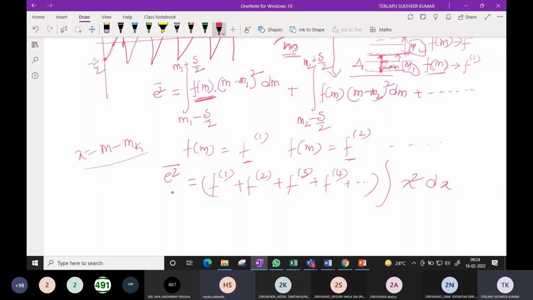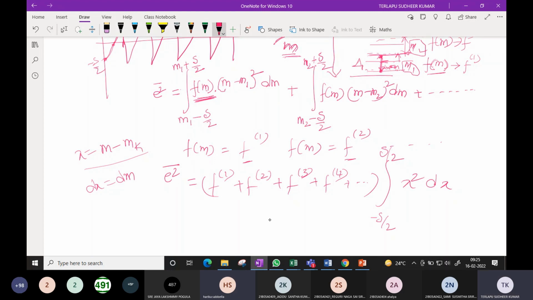I want limits for x, right? Not for m. dx equal to dm. I want the limits for x. This would be, I think, mk is already there. So minus s by 2 to s by 2. Correct.